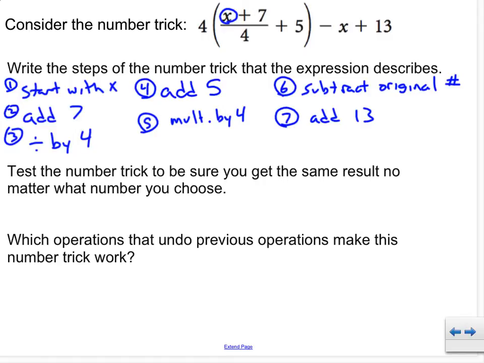So try that number trick now. See what you get. Test the number trick. Plug in a number of your own. Maybe do it twice and see what you get. Now, what's interesting is that think about which ones undo previous operations. If I'm looking up here, I see something here where I'm starting with x at the beginning, and then in step 6, I'm subtracting x. So that's going to cancel out my x value. Do you see one other one that's going to cancel things out? If you said multiply by 4 and divide by 4, you got it. Those are the two.